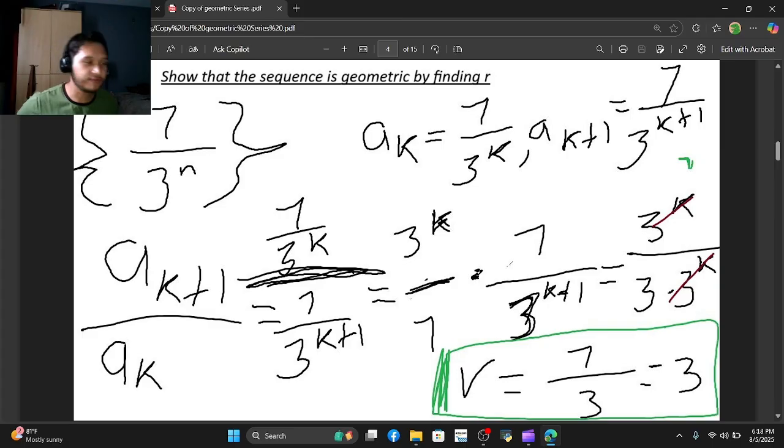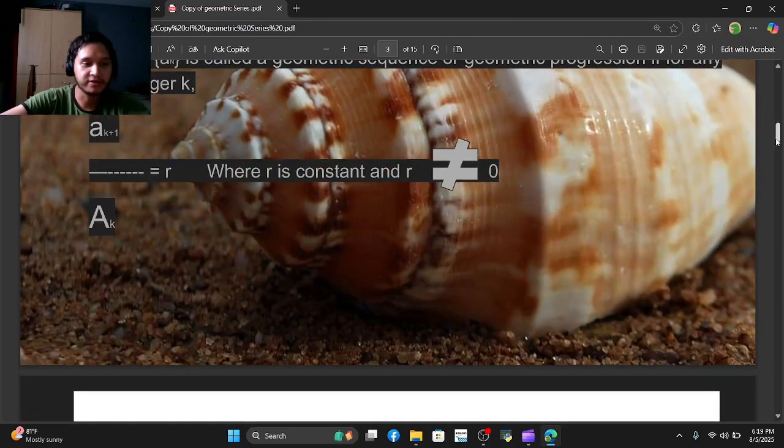But what happens if we don't have the numbers, if we don't have the sequence, but instead we have it in terms of an equation? Let's see that right here we have 1 over 3 to the n. So obviously we can substitute n by the first, the second, the third to get all the terms. But we can do a little trick here, as we explain later.